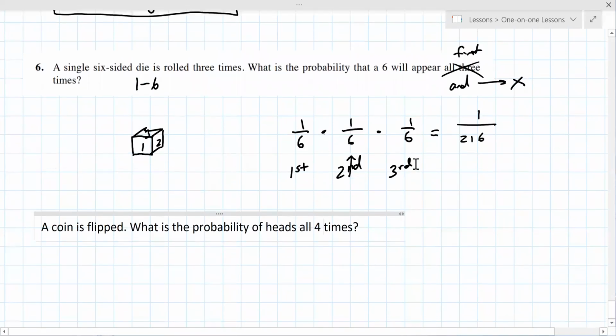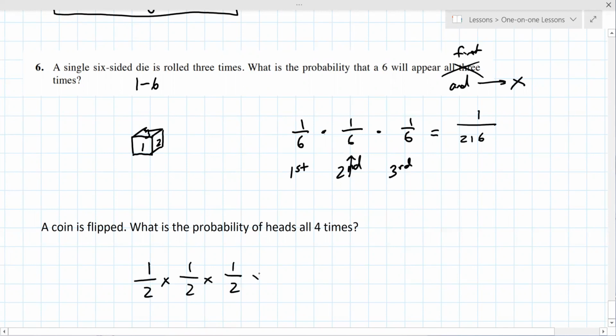Okay, so it's no different than the previous problem, because you just have to figure out what's the probability of getting a head the first time. 1/2. And how about the second time? 1/2. Okay, how about the third time? 1/2. And the fourth time, I'll fill it in, it's 1/2. So what does that become? 1 out of 16. Very good.